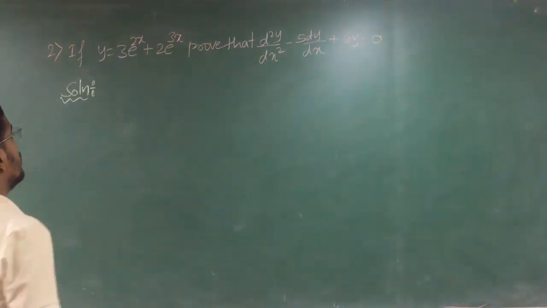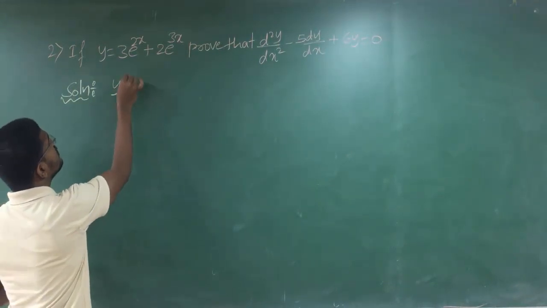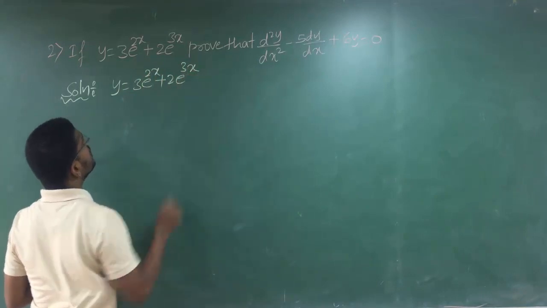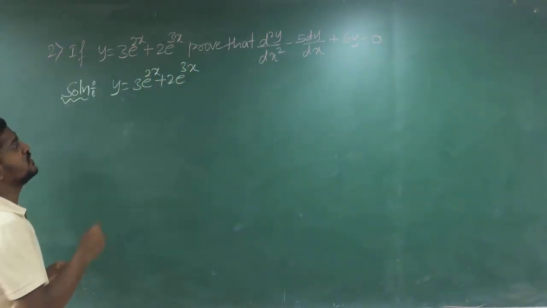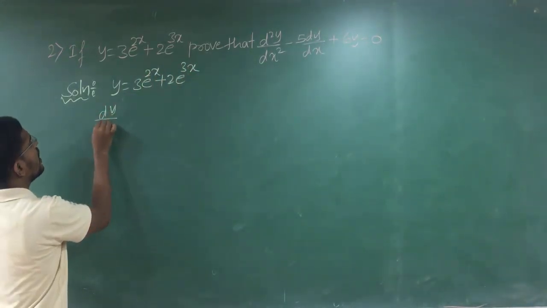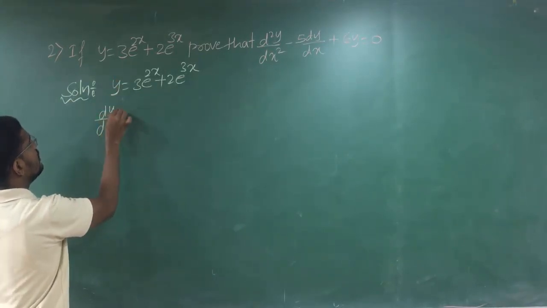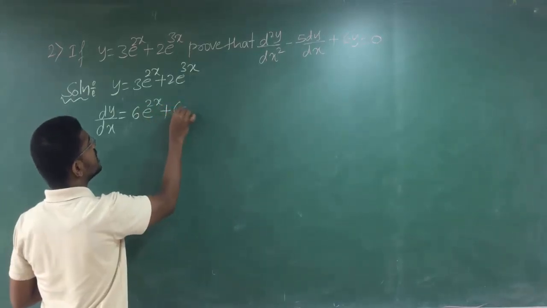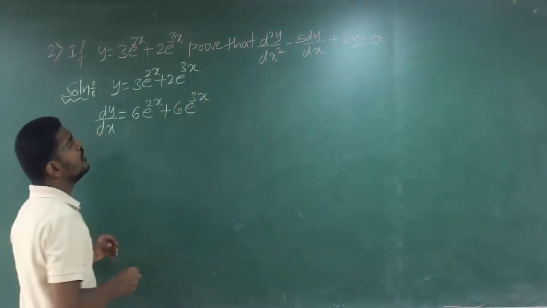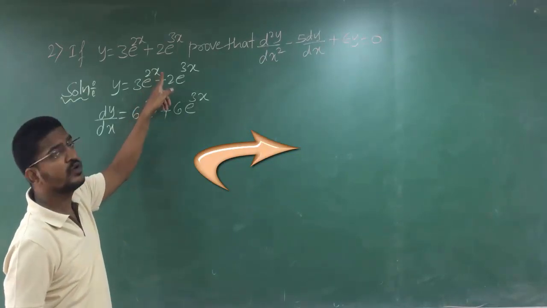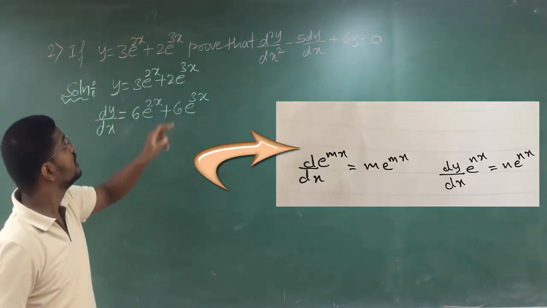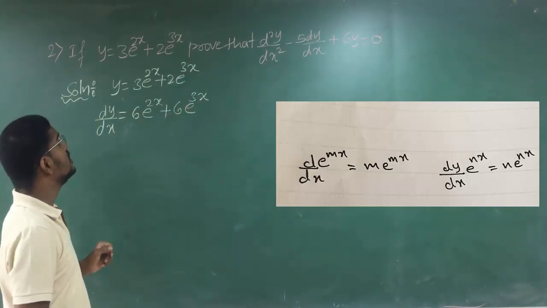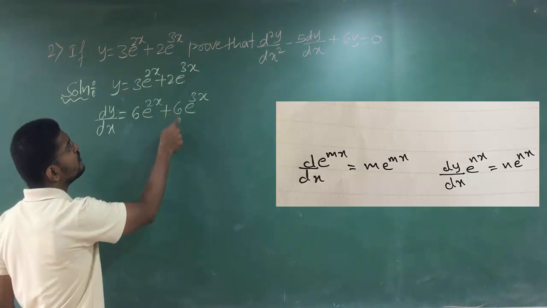So first you have to differentiate once. First you write 3 into e to the power of 2x plus 2 into e to the power of 3x. Here you differentiate once. What are you going to get? dy by dx equal to 6 into e to the power of 2x plus 6 into e to the power of 3x. Because differentiation of e to the power of 2x will be 2 into e to the power of 2x, and differentiation of e to the power of 3x will be 3 into e to the power of 3x. So for that reason it will be 6 into e to the power of 2x, 6 into e to the power of 3x.